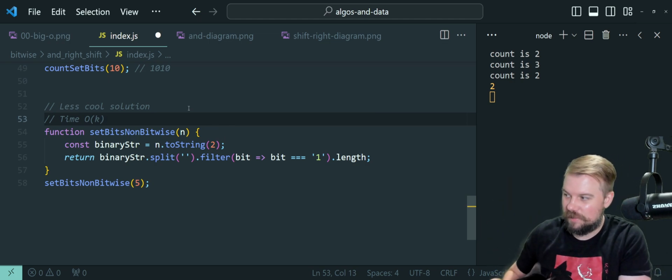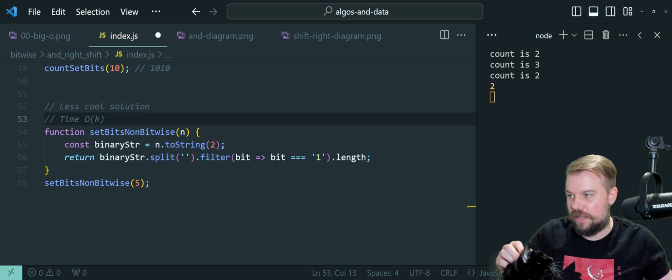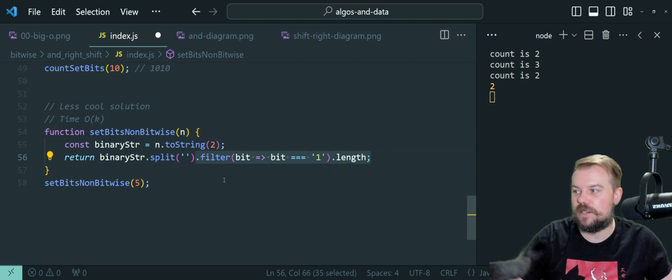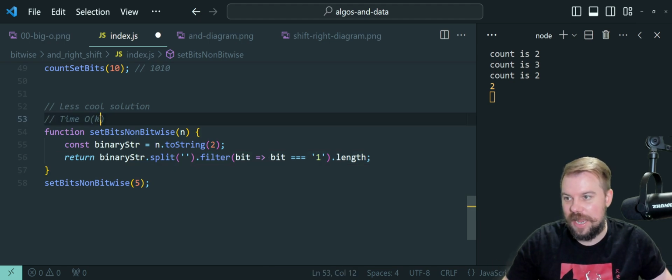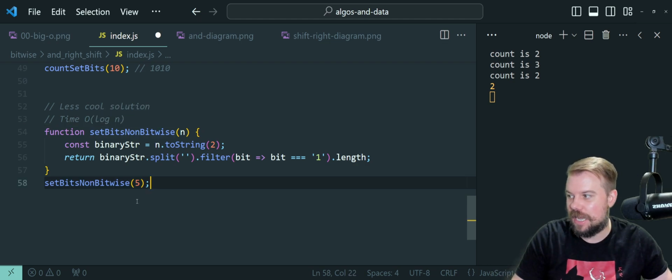Come on, buddy. Yeah, so it's going to split the number into a binary string, and then that is what it's going to be split and iterated over with the filter right there. So it's going to be equivalent to log n, basically. So it's going to be basically the same equivalency in time.